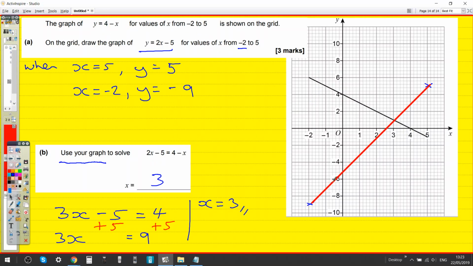That's the line that we drew, 2x minus 5. The line that they drew is 4 minus x. And so where they're equal to each other in terms of x. Oh, so it's where they cross. Yeah. And that's why you can use your graph to say they're equal to each other when x is 3 and also when y is 1, if they ask for y. Right.